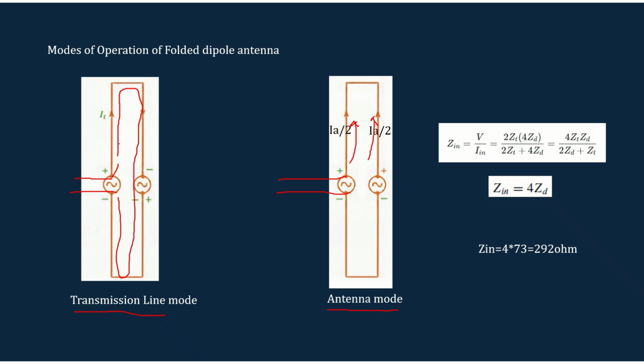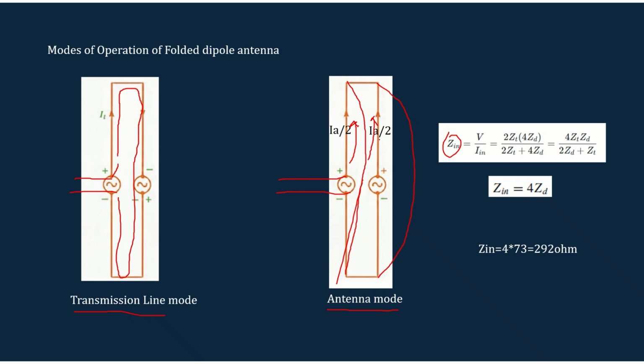So in case of the transmission line mode, as the current is getting cancelled, there is in effect no radiation. But in case of the antenna mode, as the current is in the same direction in both, it will be excited like this. So the current distribution will be like this, and it will in effect give rise to the radiation. So the total impedance of the folded dipole antenna can be given by V by In.